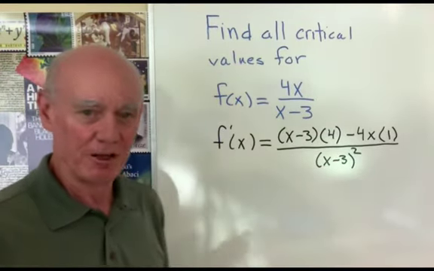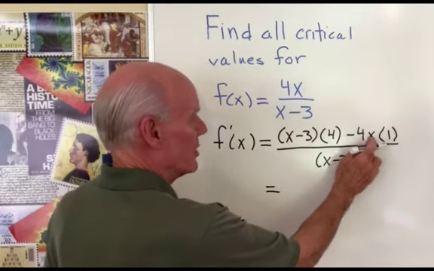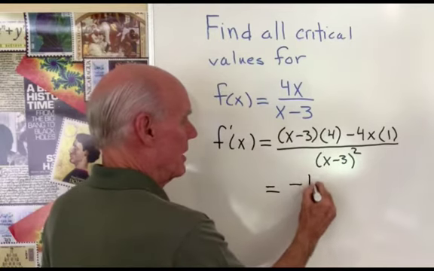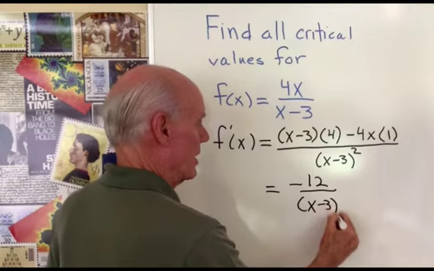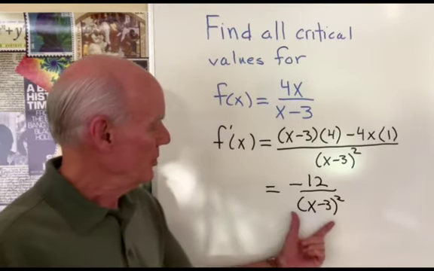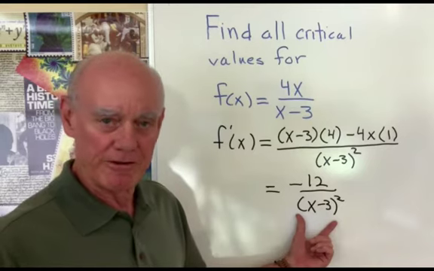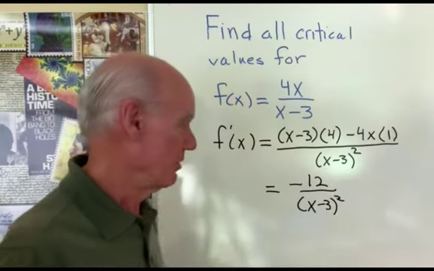Okay, I'll simplify a little bit in the numerator. So I end up with 4x here minus 4x here, that's 0. 4 times negative 3, negative 12, over x minus 3 squared. So here's my derivative, and I need to look at the derivative and see where the derivative is 0 and where it's undefined, and those will give me my critical values.